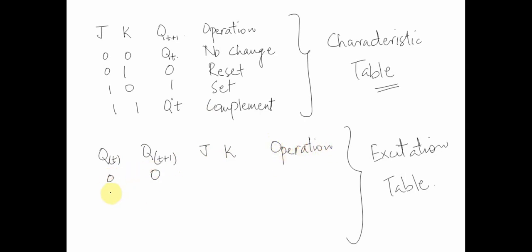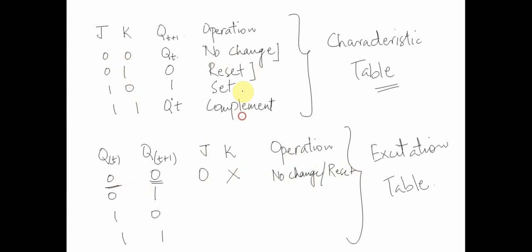What all possible combinations could there be? 00, 01, 10, 11. Now if my present state is 0 and the next state is 0, what operations could there be? Either it's a no change operation or a reset operation. If it is no change or reset, J has to be 0, K could be either 0 or 1, it's a don't care.